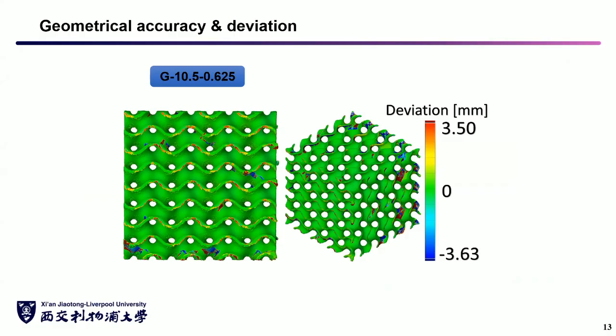As we can see from the image here, most of the deviations occur in the overhang area of the lattice structures, which is understandable because of the fabrication, the orientation, and also the geometries. So those areas normally have either a lack of material or excess powder.